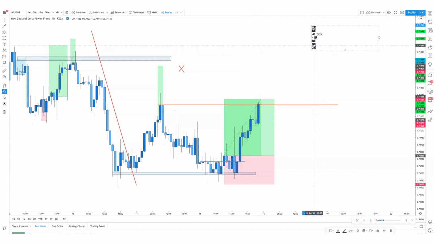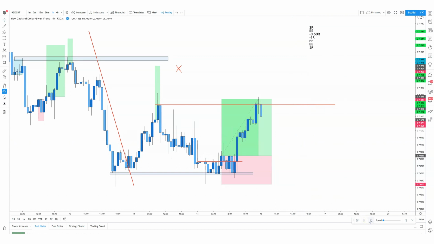Now we are 2.5R up, baby, with 3 trades to go. Absolutely gorgeous. Let's see what continues to happen on this market structure.